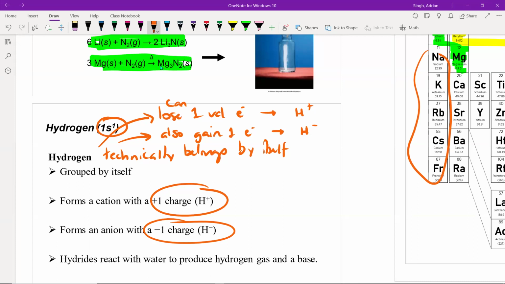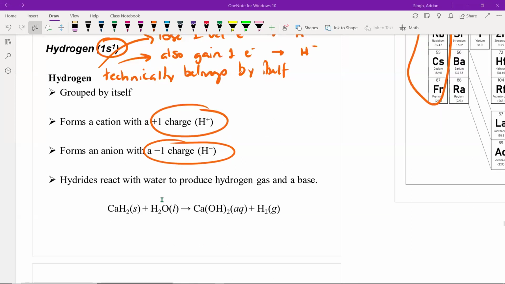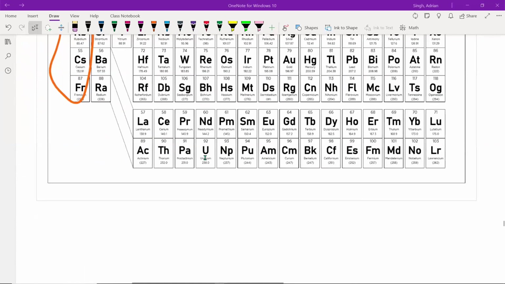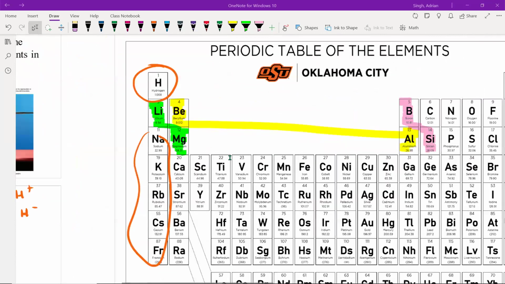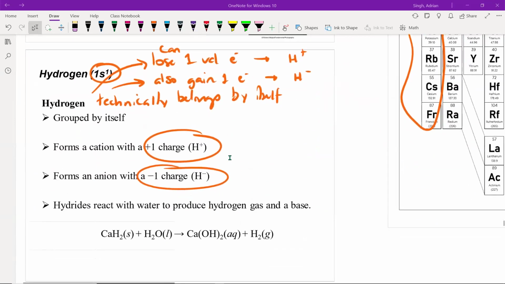It's also very unusual, and again, technically it belongs in a box or in a group on its own, rather than in group 1. Okay, so when it forms a +1 charge, it's similar to the group 1 elements. When it forms a -1 charge, it's actually more similar to the group 7 elements, fluorine, chlorine, bromine, and iodine, because they form a -1 charge.